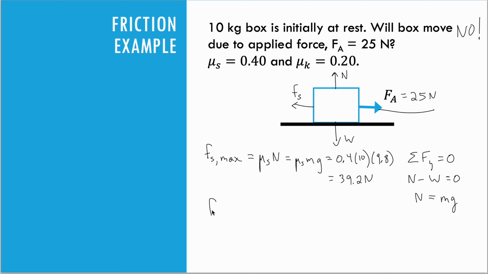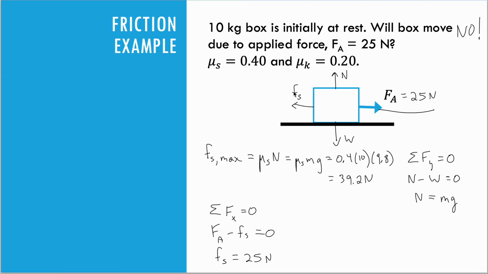To find a static friction force when we're not on the verge of slipping, we said that we can use the equilibrium condition in the x direction. The sum of the forces in the x direction equals 0. The Fa is going to perfectly balance the static friction force. So that means the static friction force will equal 25 newtons.